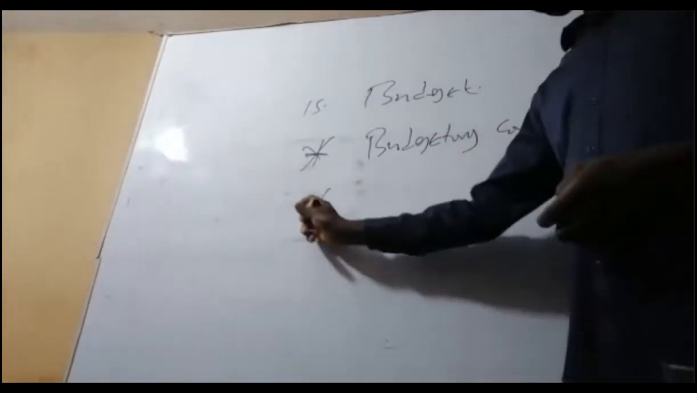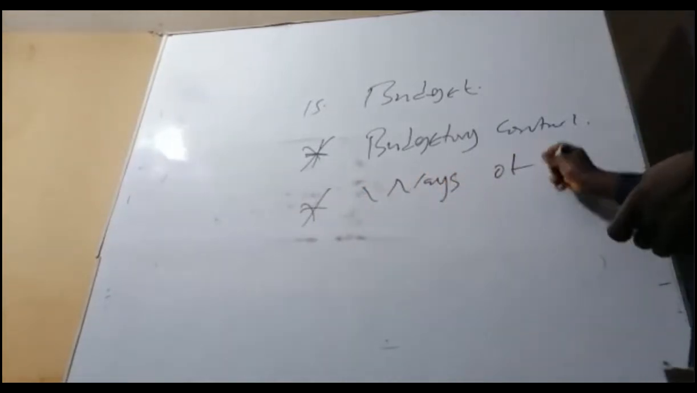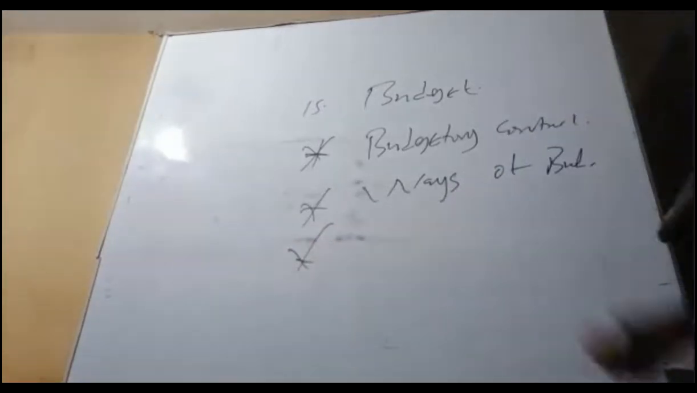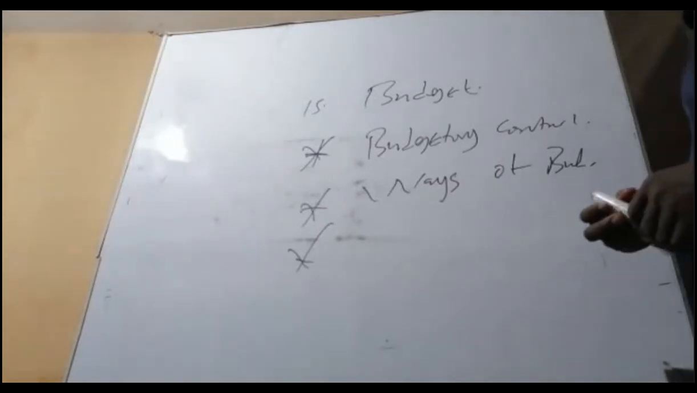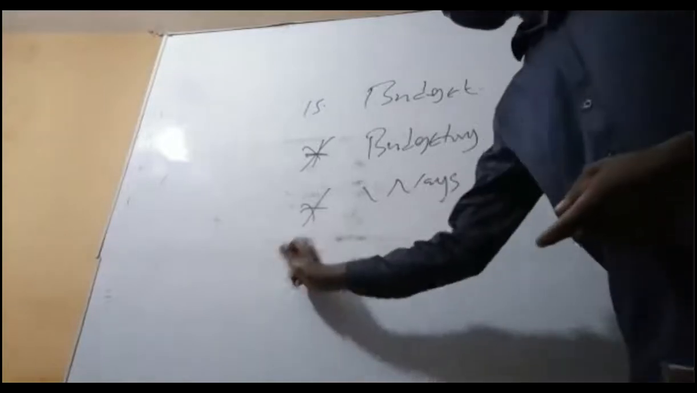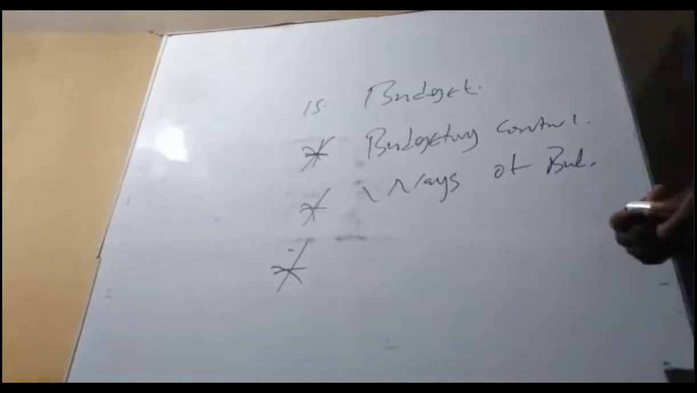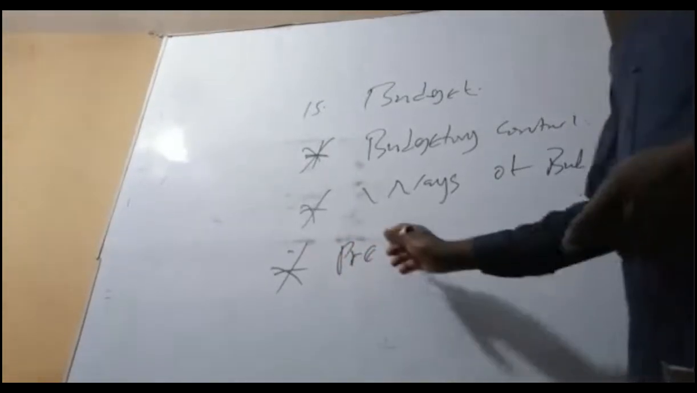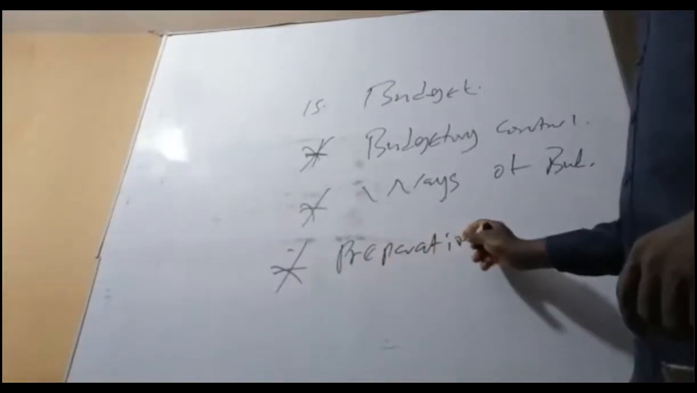And then the third one, ways of budgeting. And the last one, preparation of budget. That's where they will examine you. Level one, intro to management accounting. You should know the first two and a bit of the last one. But here at level two, we are going to pick it from the preparation. So for those who have done intro to management accounting, it's good news for you. So preparation of budget.